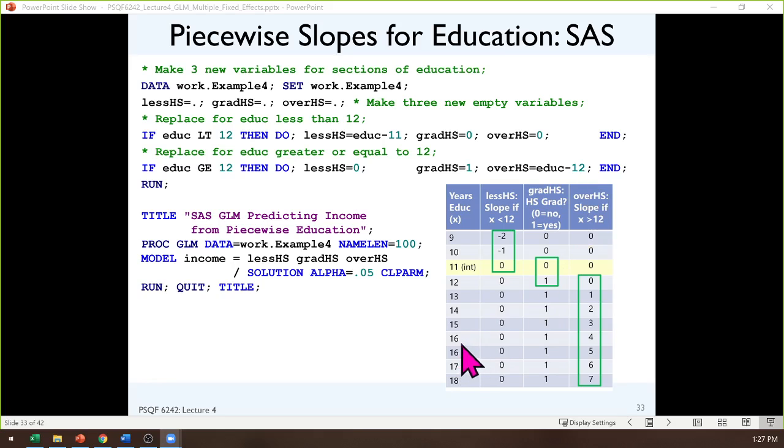And a typo was 16 twice here. I'll fix this and repost. Sorry about that. But the logic hopefully is clear enough, even though I messed up the numbers. And so then those 3 new predictors go into the model, and each is responsible for its section of education. All right, SAS people, questions on those commands? I'll show you Stata in just a sec.